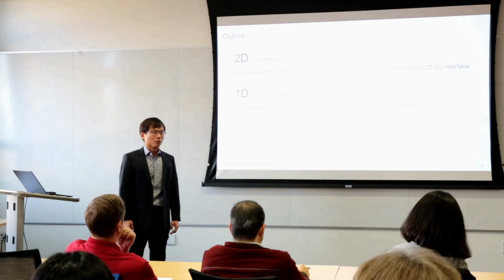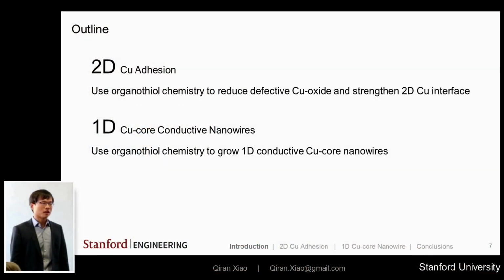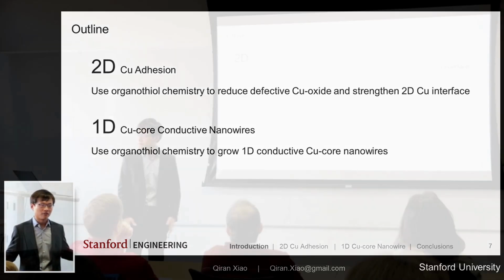So here's an outline of what we're going to talk about. In the first part of this talk, I'll show an example from my research where we leverage organosilane chemistry to reduce the copper oxide on the copper surface and improve the interfacial adhesion at the weak two-dimensional copper surface for existing technology. And then in the second part of this talk, I will give another example from my research that again leverages organosilane chemistry to grow one-dimensional electroconducting nanowires for emerging technology.